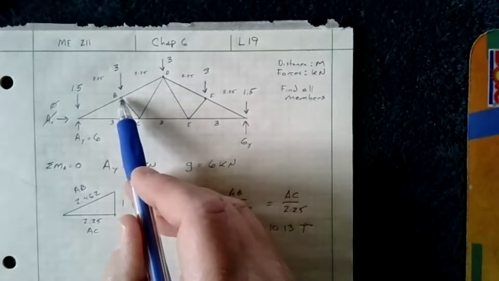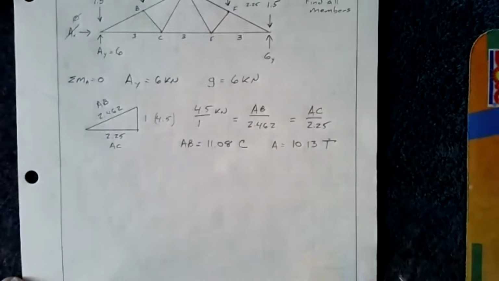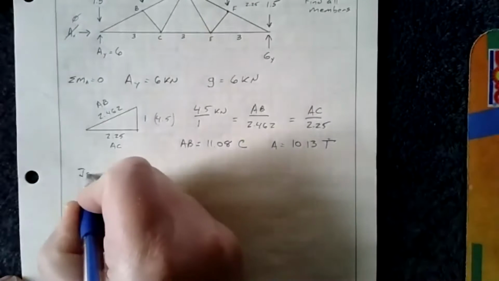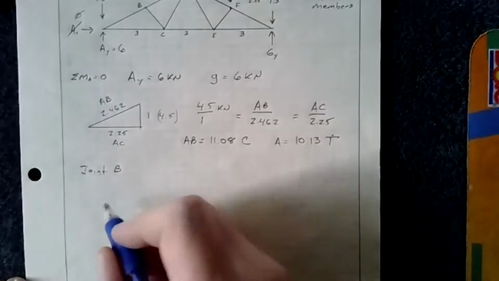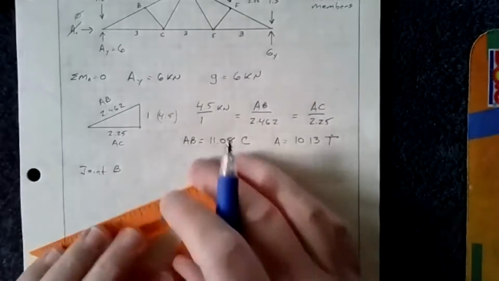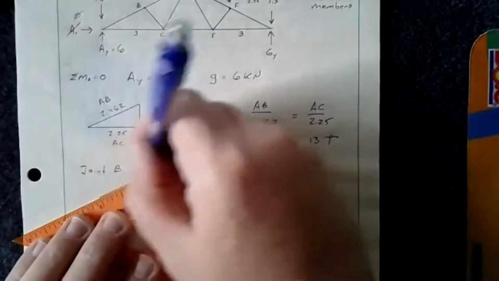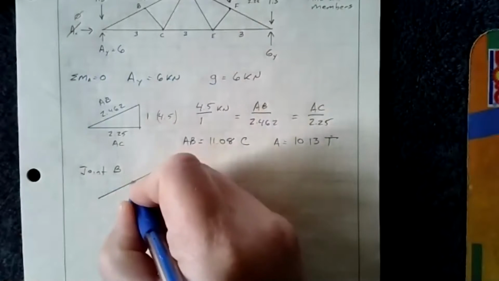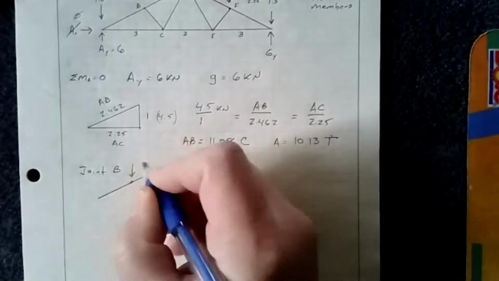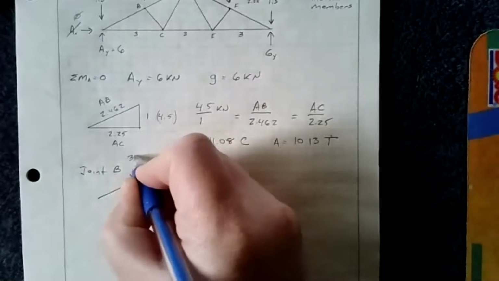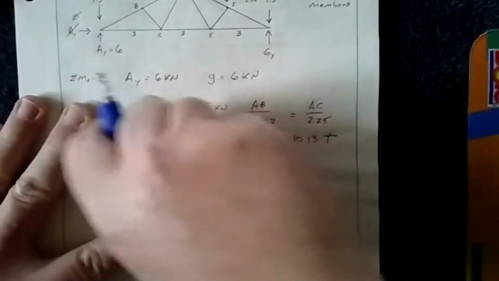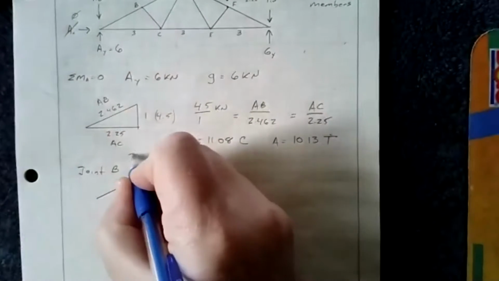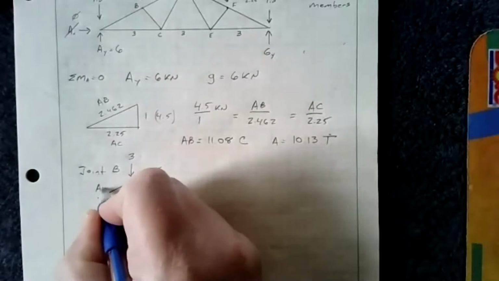So we go up to joint B. What I'd recommend is say joint B on your paper, and go ahead and draw it as you think it should look. And so if that's my point there, I know it's going to be 3 kilonewtons coming down. And actually, I'm just going to draw 3 there, make it easier. I know that's AB.